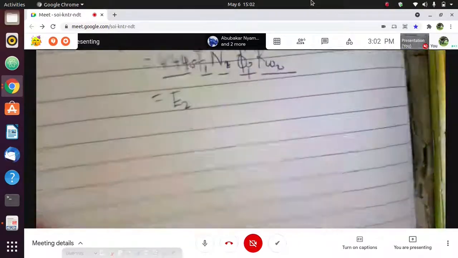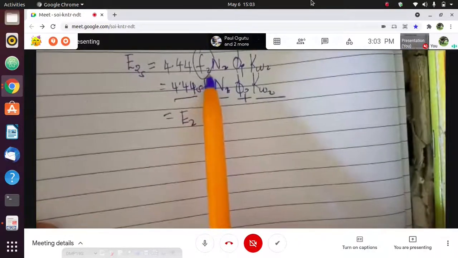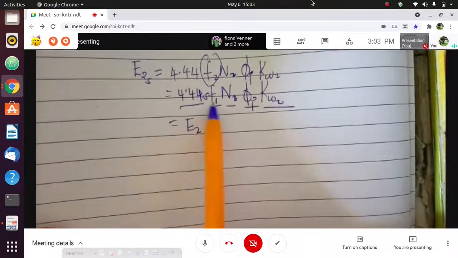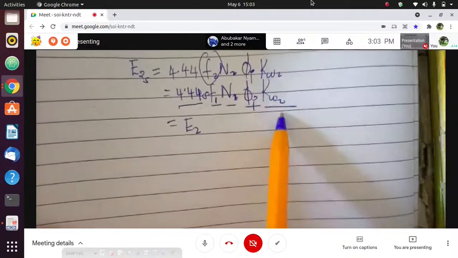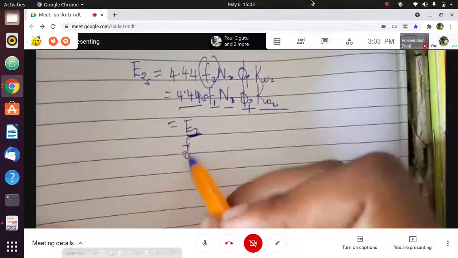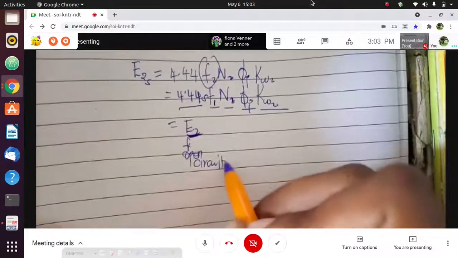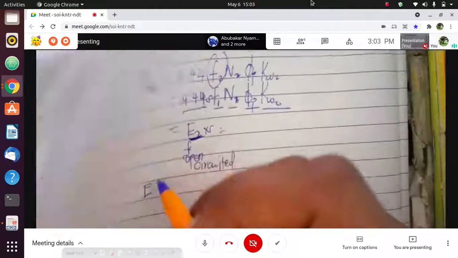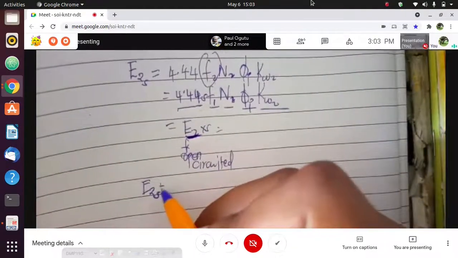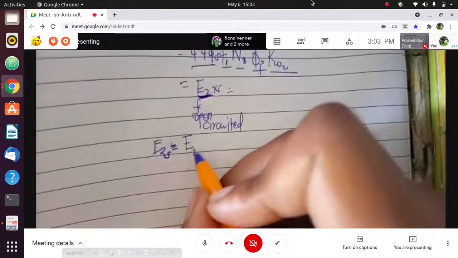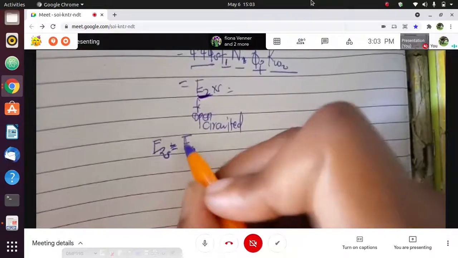What we have done is we have replaced the F2, the frequency of the voltage induced in the rotor circuit when it is moving, with this. And when you take 4.44 times F1 times N2 times flux per pole times the winding factor, what we get is the induced voltage in the rotor circuit when it is open circuited, times now the slip S. The induced voltage in the rotor circuit at slip S will be given by the induced voltage in the rotor circuit when the rotor is not moving, times the slip.